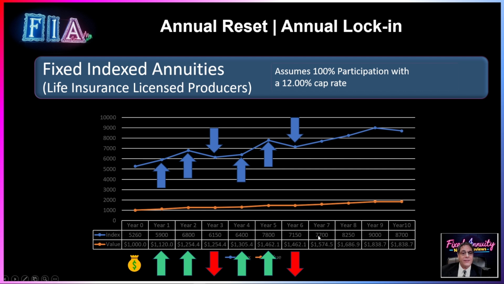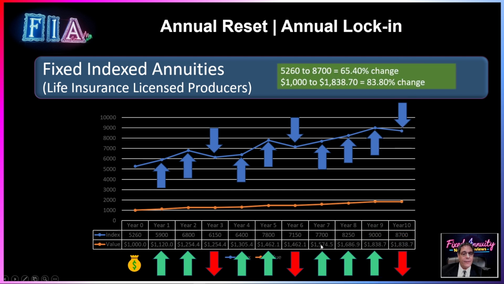Next year, it's back to 7,700, not even as high as it was in year 5, but the client picked up another gain, now at 1,574. Up again 16, up again 18, and the final year it's down, but you didn't lose anything. It went from 9,000 to 8,700, but the client's actual return is now 1,838, still 1,838. Annual reset, annual lock-in. That's why we like it.